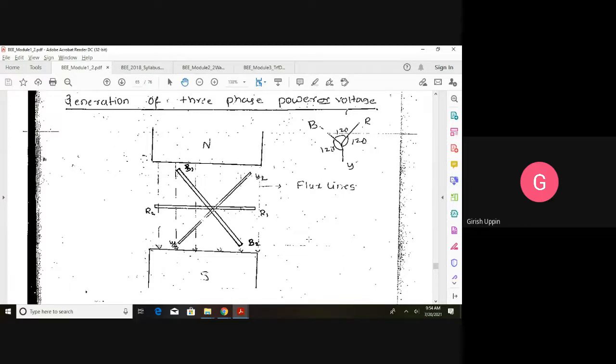So it is on the same concept, there is no difference in that concept. Instead of having just one conductor or one coil, we will have 3 sets of coils, placed 120 degrees apart electrically. If you see this diagram, this is the first coil. So instead of a conductor, just think about a coil.